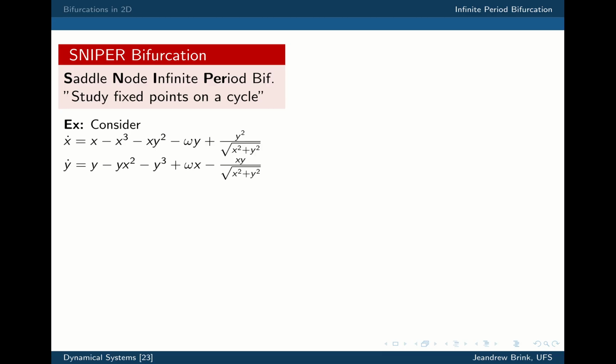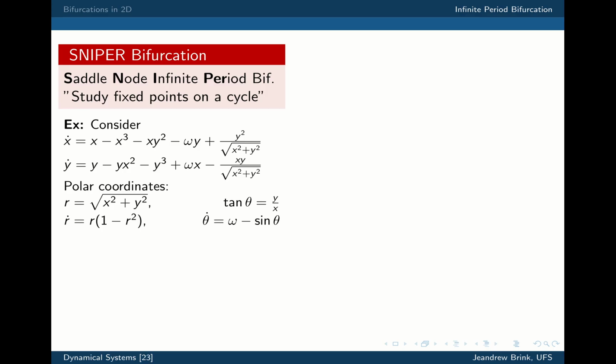Okay, so let us consider the example over here. We have a linear term in our differential equation, cubic terms over here, and then we have this nonlinear term that involves the square root of x squared plus y squared, which immediately gives us the hint that it might be simpler to look at these equations in polar coordinates. So let's do that. r is equal to the square root of x squared plus y squared. Theta is the normal angular coordinate. And if we rewrite the equations in terms of polar coordinates, they simplify beautifully. We have r dot equals (1 minus r squared) times r, and theta dot is equal to omega minus sine theta.